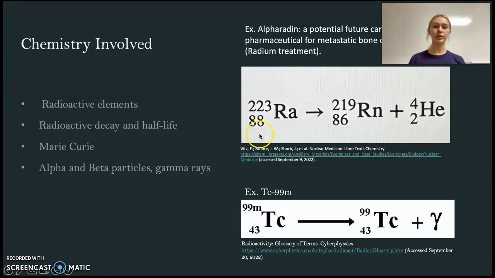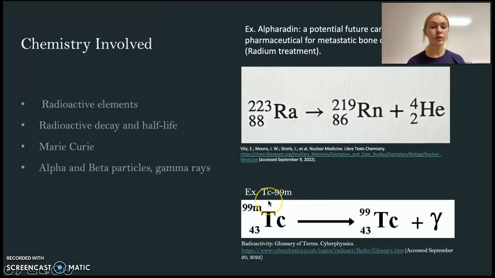So in this example, you have radium, and this is the example of Alfredin. It's a potential future cancer pharmaceutical. And so here, this one will go through decay, and it will produce radon and helium, but the helium here is an alpha particle, and that is what you would see in the scan.